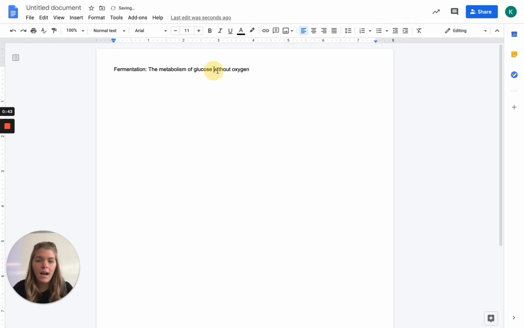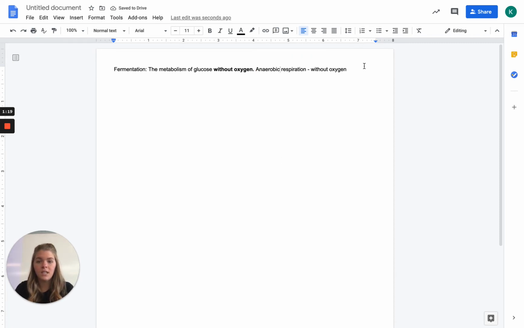And this without oxygen part is very important, okay? So pay close attention to the part without oxygen. It's what's called anaerobic respiration, because anaerobic respiration means without oxygen. You can think of our cellular respiration unit, our notes that we went over last week, and cellular respiration requires oxygen, so it was aerobic, whereas fermentation is anaerobic, it doesn't require oxygen.